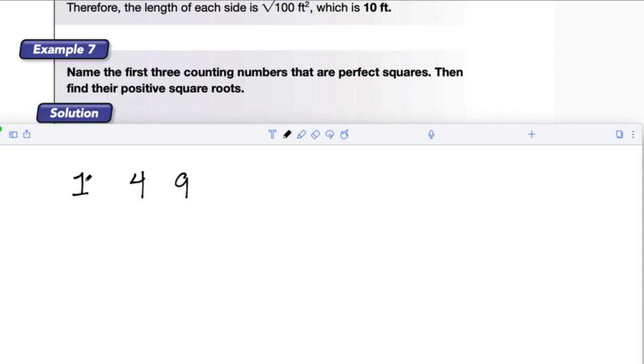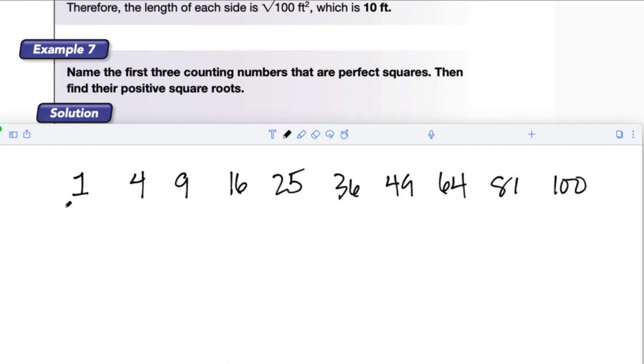Let's do it. 1 times 1 is 1. 2 times 2 is 4. 3 times 3 is 9. 4 times 4 is 16. 5 times 5 is 25. 6 times 6, 36. 7 times 7, 49. 8 times 8, 64. 9 times 9, 81. 10 times 10, 100. Only 10 more to go.